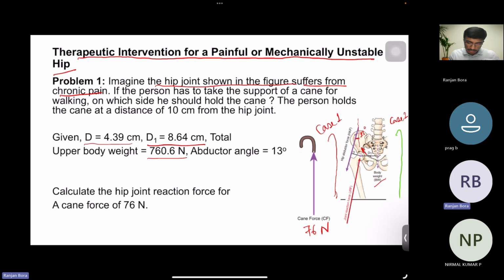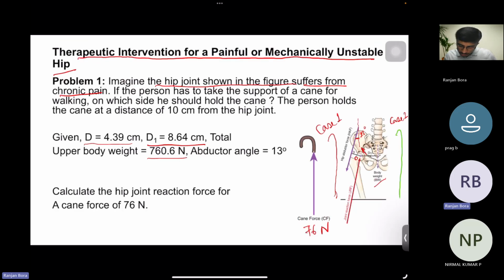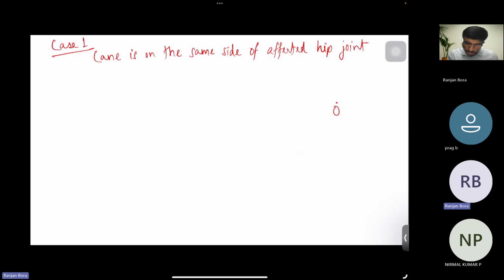So in this case, how will the free body diagram be? I'm drawing. Let this point be O, the hip joint center point. And body weight is acting at a distance of D1. Body weight is W. This is D1.